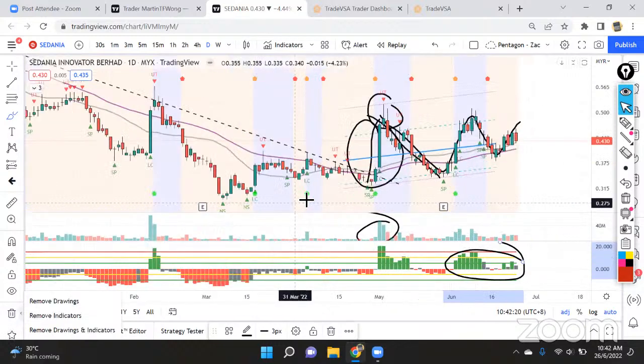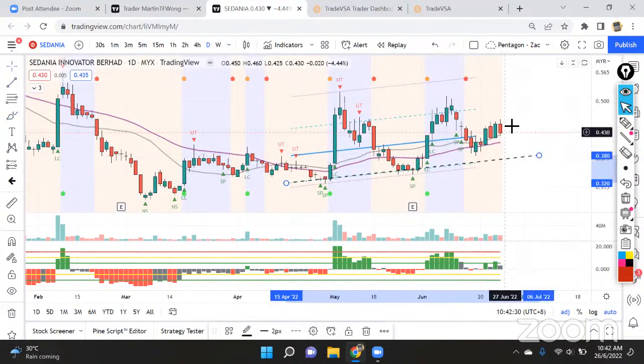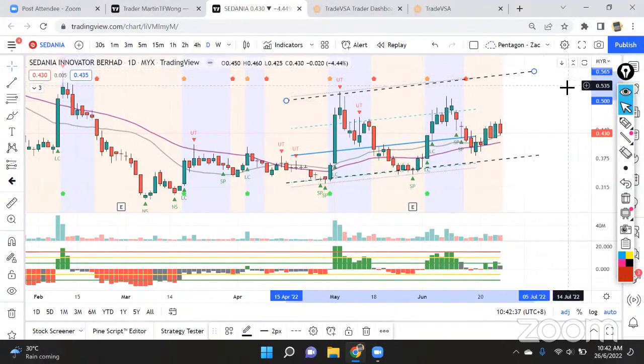And of course, the trend line also starting to point upwards. So use the main support resistance to help you out in this case. Here, maybe you want to use somewhere around here or the middle line here. Main resistance is here. So watch out for the signs of weakness.